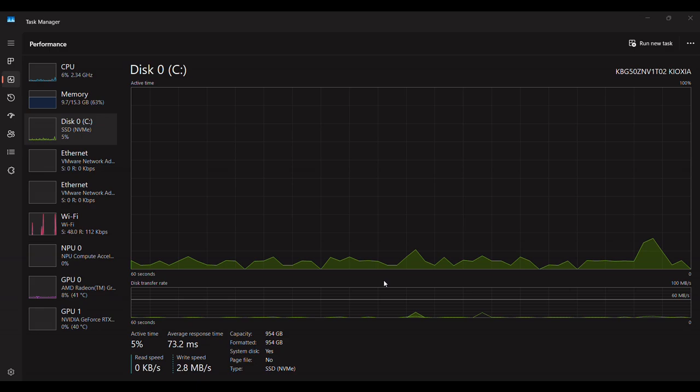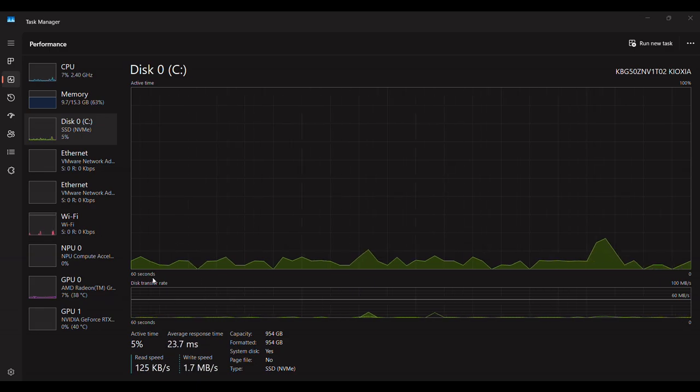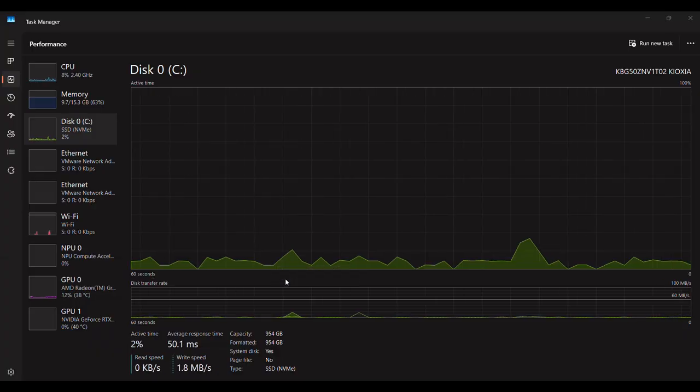The disk graph displays real-time disk utilization activity over the last 60 seconds. Visible spikes represent periods of increased storage activity caused by file operations or background tasks.